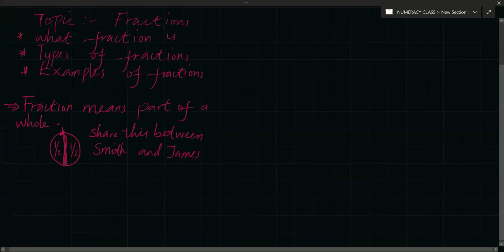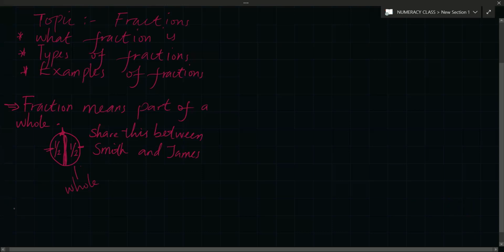So this is fraction. Now this one that you're looking at is known as a whole. But this one here is the half. So fraction means part of a whole.